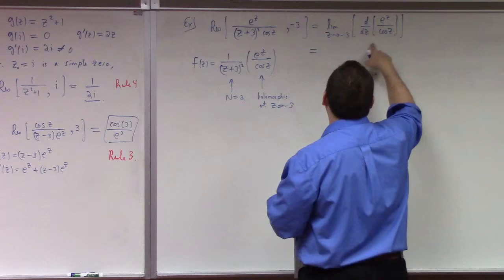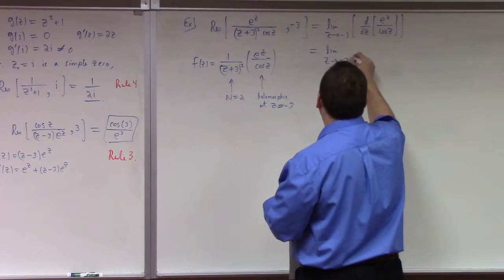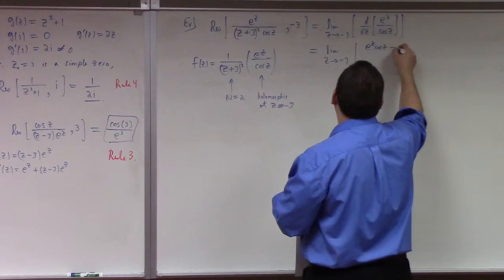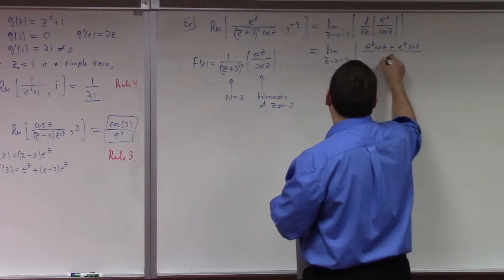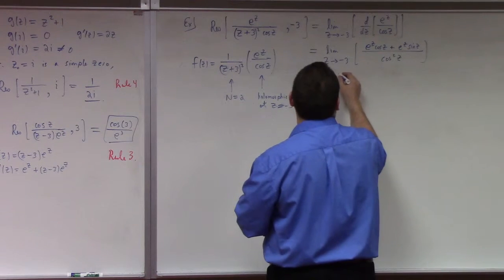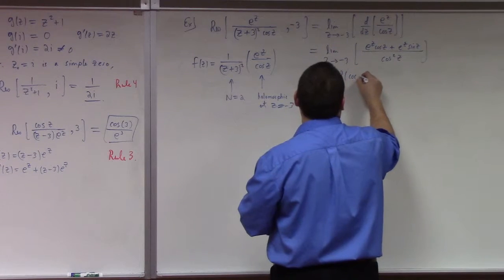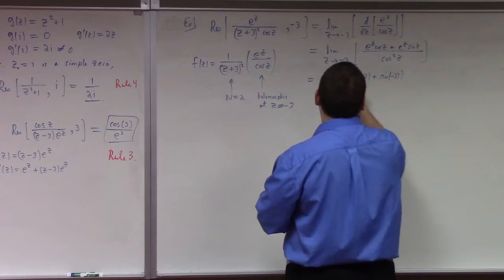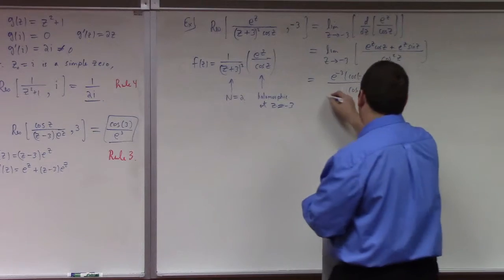Let's see here. What happens? You get the limit as z goes to minus 3. We got e to the z cosine z plus e to the z sine z divided by cosine squared z by the quotient rule, right? So apparently the residue here is e to the minus 3 times the cosine of minus 3 plus the sine of minus 3, all divided by cosine squared of minus 3. There you go.